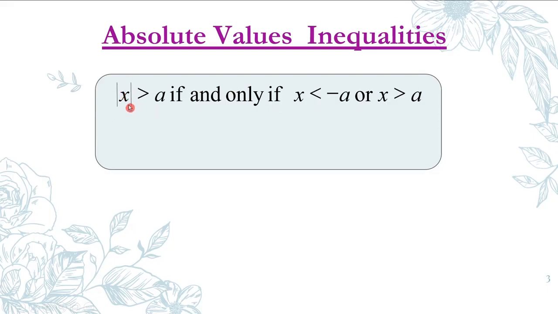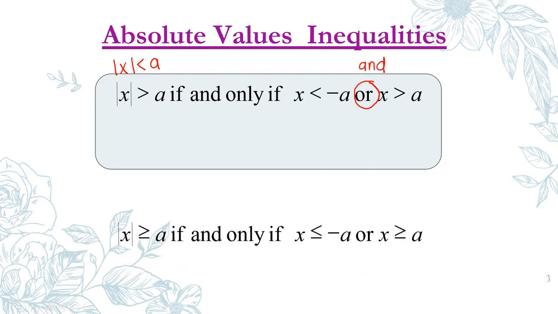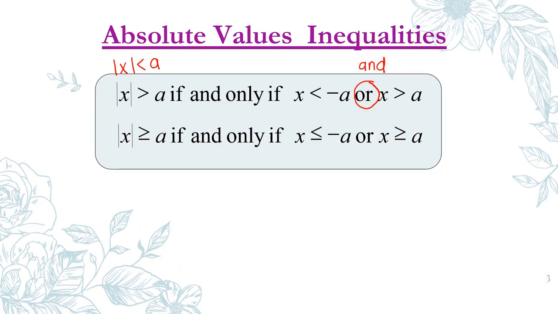If absolute value of x is greater than a, it means that x is less than negative a or x is greater than a. So bear in mind this keyword here, "or". In the previous case, if x is less than a, it uses the word "and" here, okay? Alright, same goes if absolute value of x is greater than or equal to a, it means that x is less than or equal to negative a or x is greater than or equal to a.